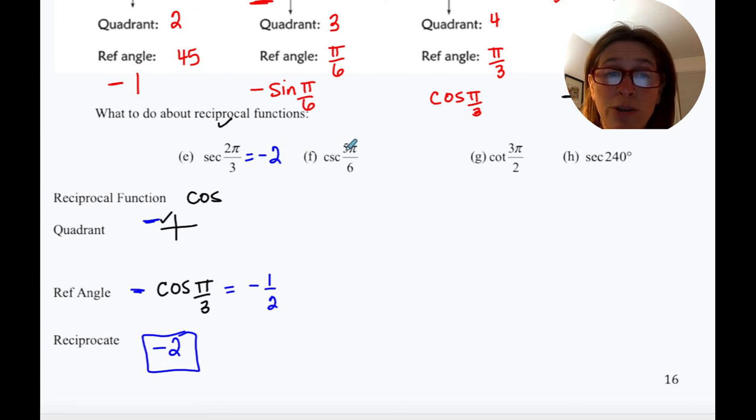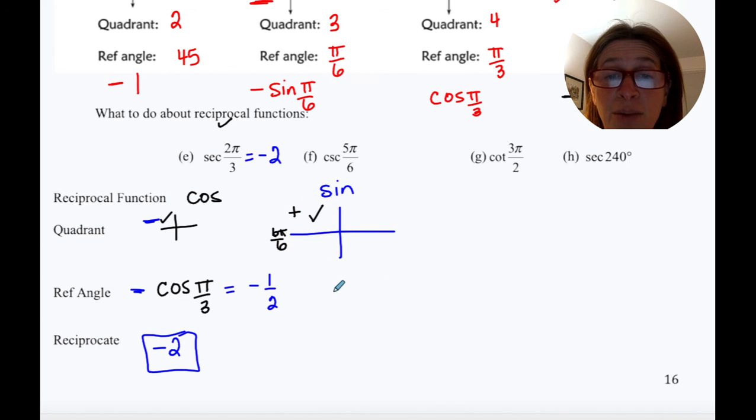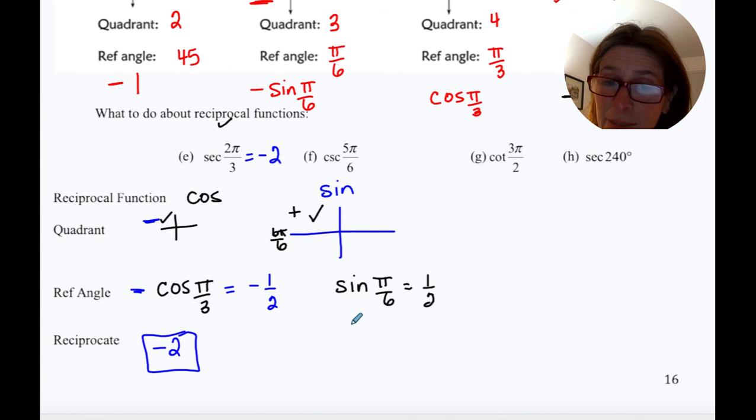All right, let's try cosecant. The reciprocal function is sine. 5 pi over 6. Okay, 5 pi over 6 would be in quadrant 2 because 6 pi over 6 is pi. Sine is positive in quadrant 2. Then I identify the reference angle. 5 pi over 6 reference angle would be pi over 6, so I want a positive sine of pi over 6, which would be 1/2. Okay, but I don't want sine pi over 6, I want cosecant, so I flip it, 2.